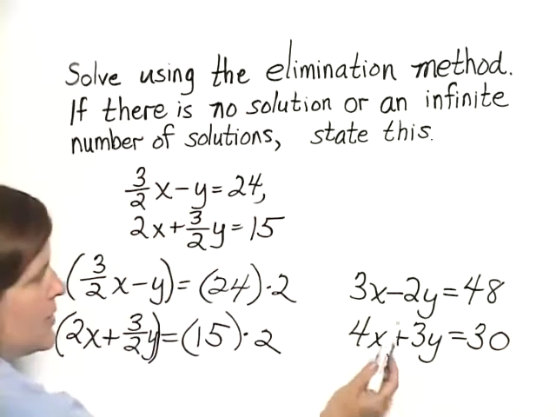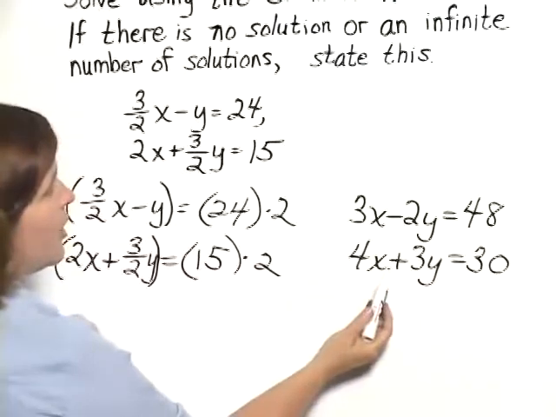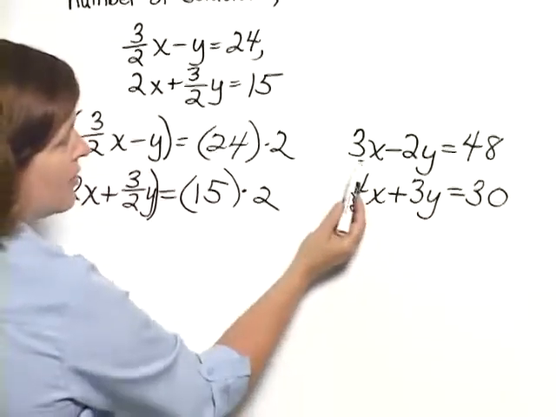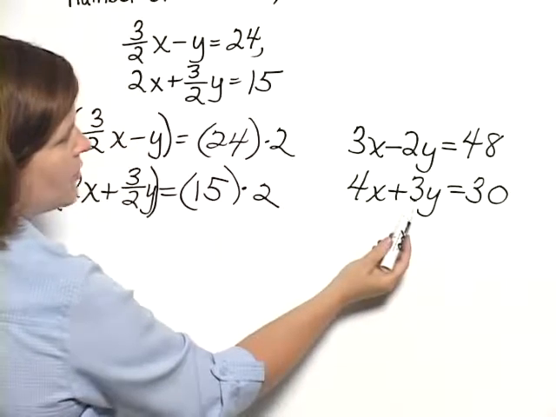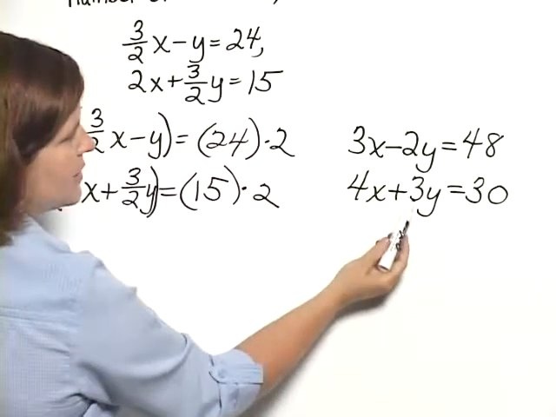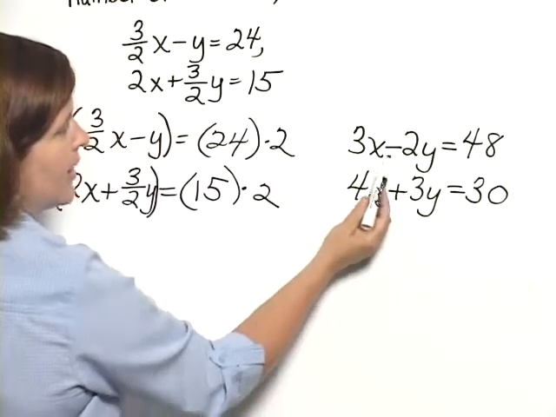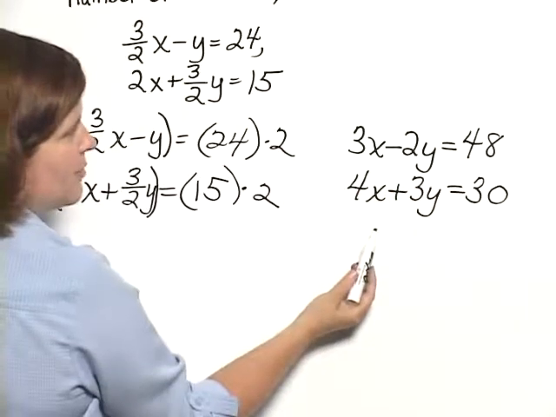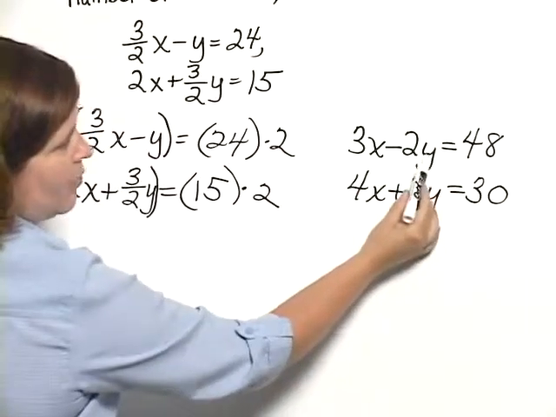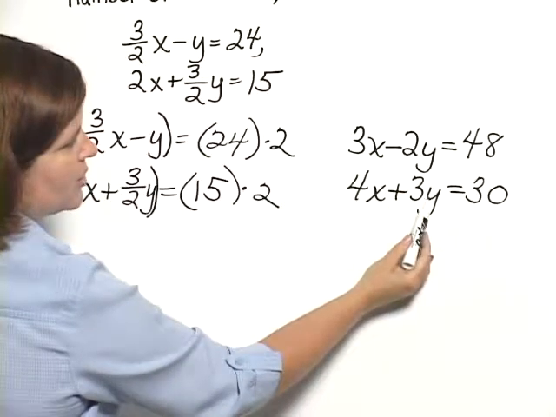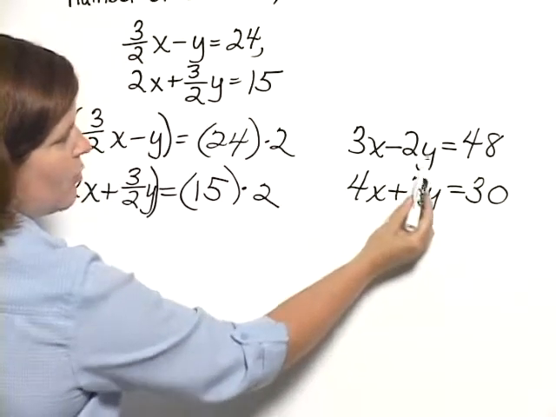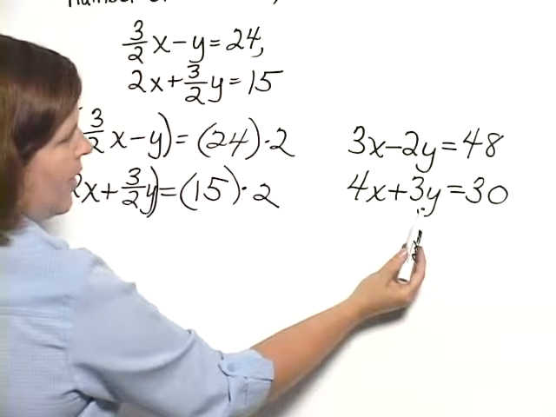Now this is the system that I want to solve using the elimination method. But look at the coefficients of x, they are not opposites. Coefficients of y are not opposites. So I will need to multiply in order to make the coefficients opposites. Notice that the y coefficient is negative in the first equation and positive in the second equation. So I'm going to work with the y's and eliminate y.